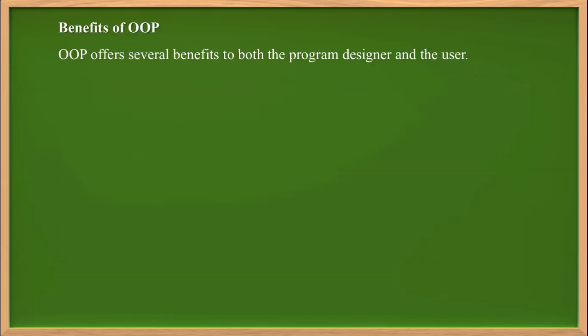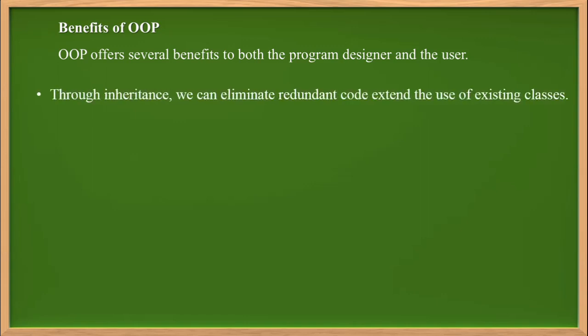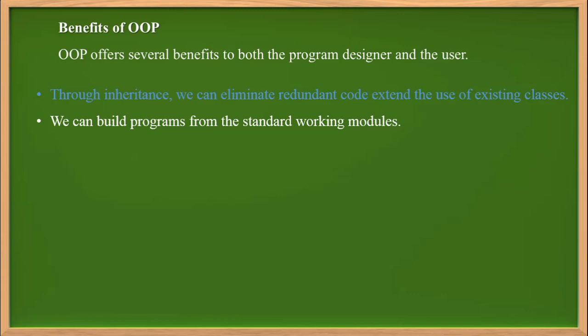Now we will see some benefits of object-oriented programming languages. Object-oriented programming offers several benefits to both the program designer and the user. The major advantages are: through inheritance, we can eliminate redundant code and extend the use of existing classes. We can build programs from the standard working modules that communicate with one another. This leads to saving of development time and higher productivity.